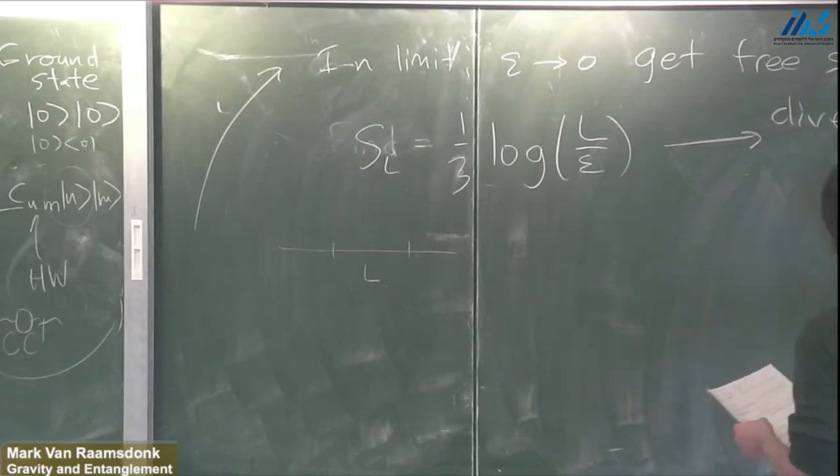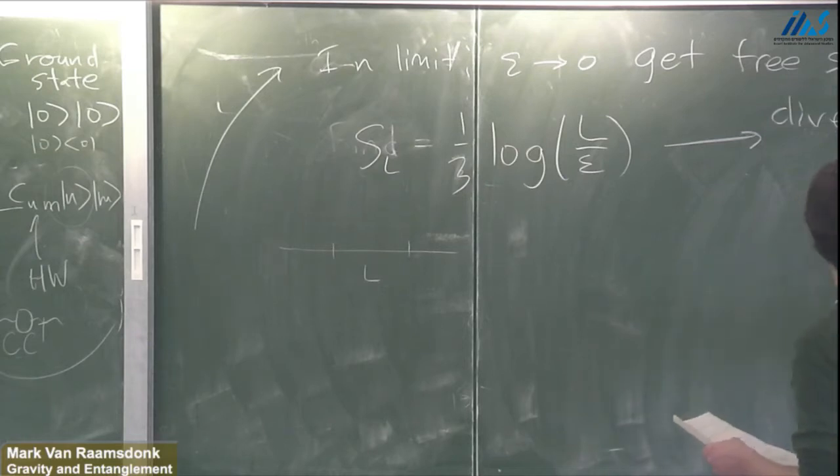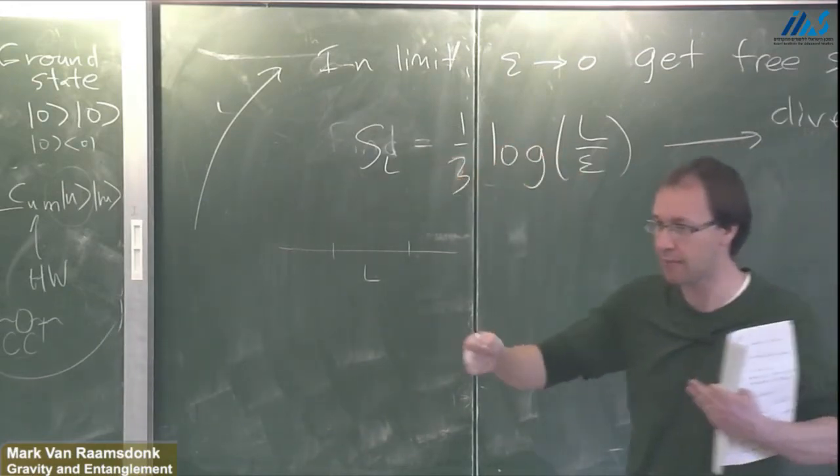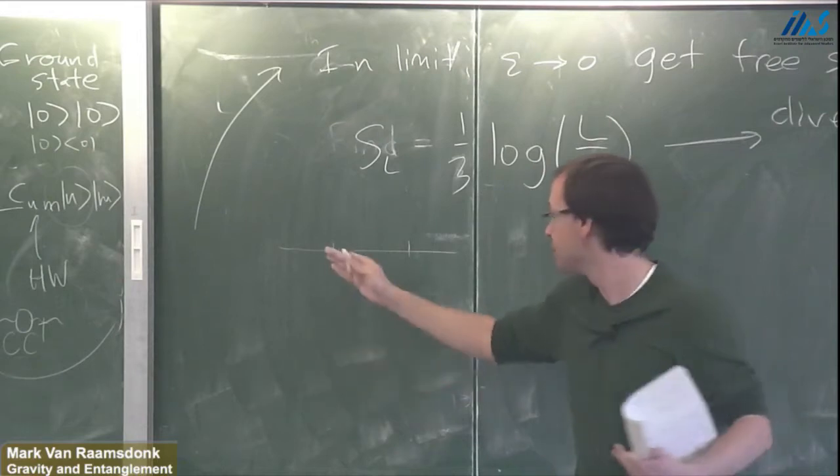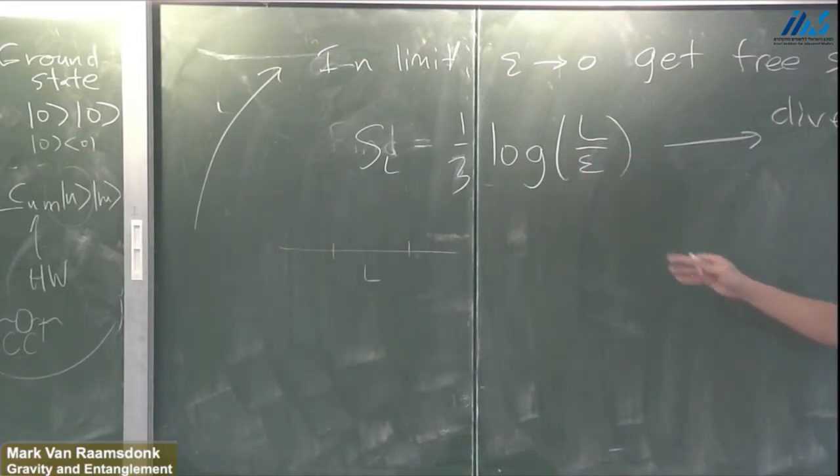But we could consider just the derivative of S with respect to L. How does the entanglement change as you increase the size of the system? In this case, it's perfectly finite.